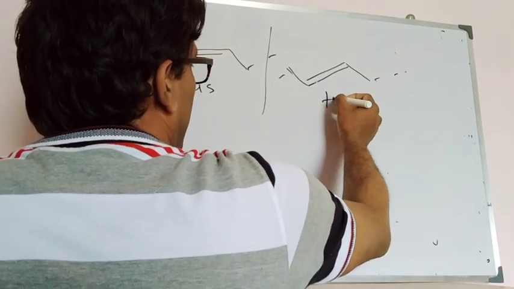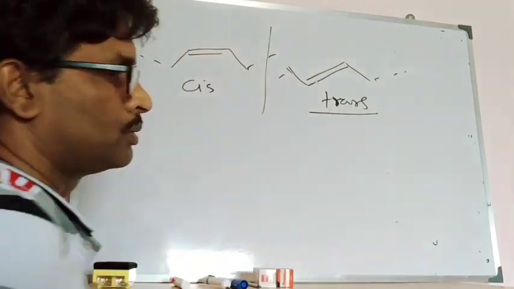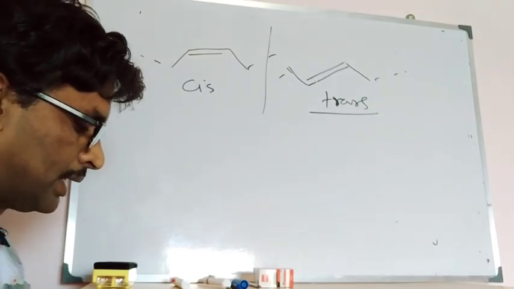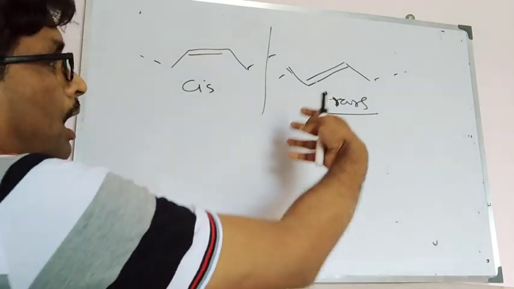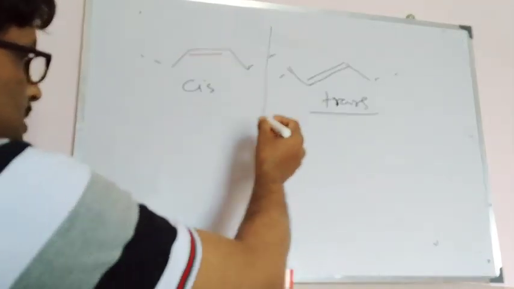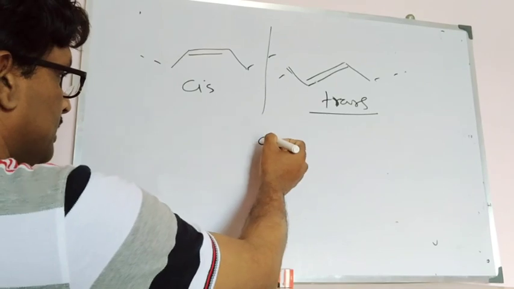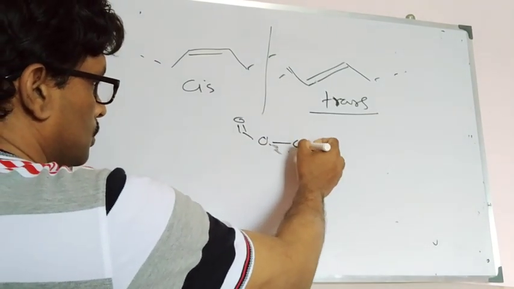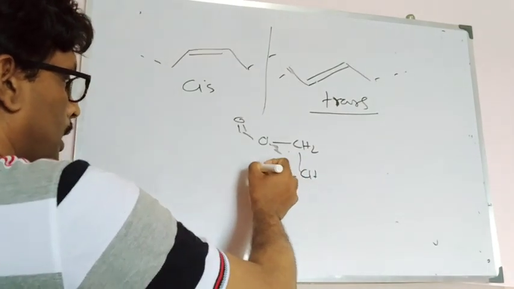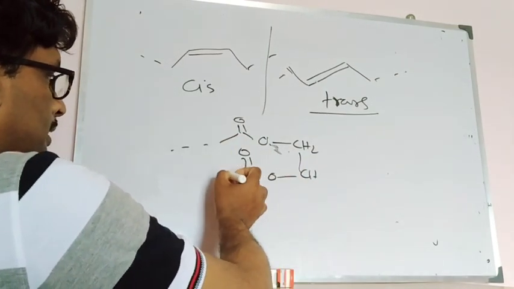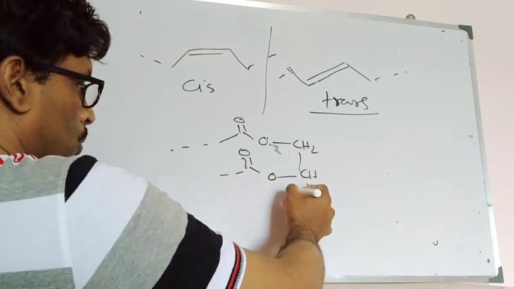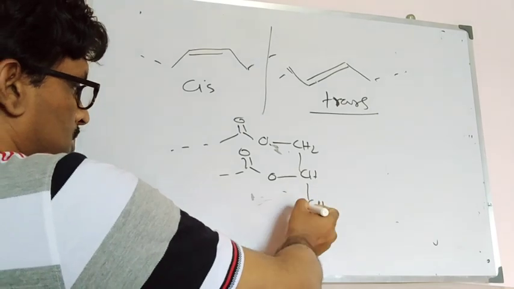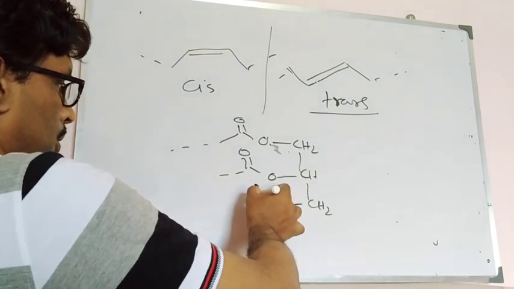So clearly, as the trans is more stable, the crystal packing will be higher, and glycerides with a greater number of trans double bonds exhibit a higher melting point. So there will be such a kind of triglyceride: O, C double bond O, CH2, CHO, again C double bond O, and here CH2O and C double bond O, and such kind.